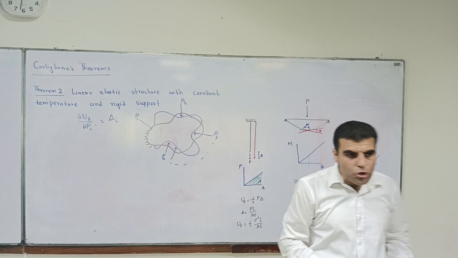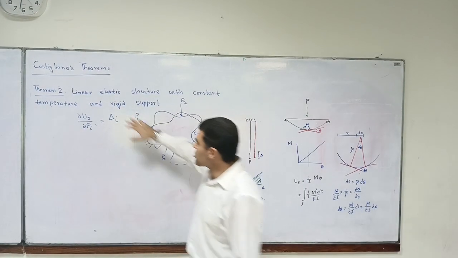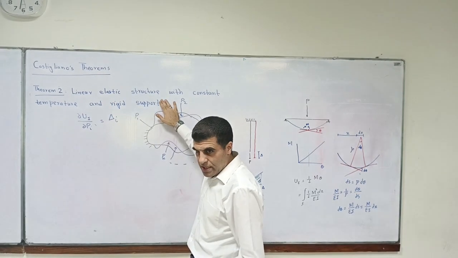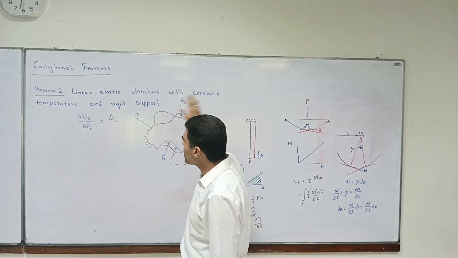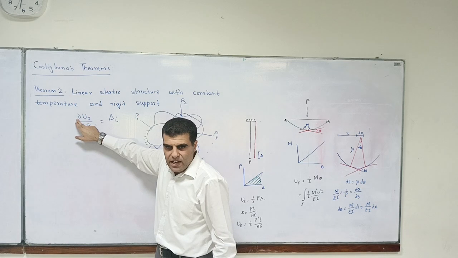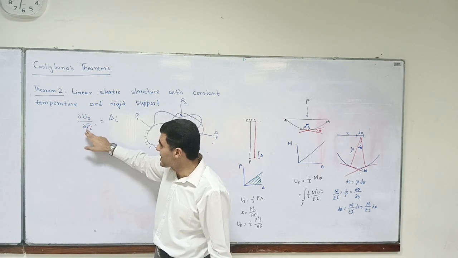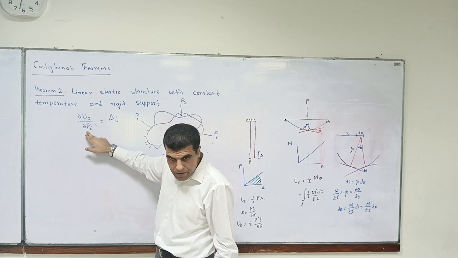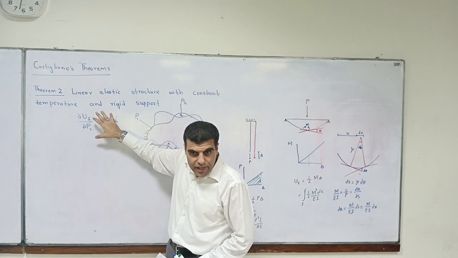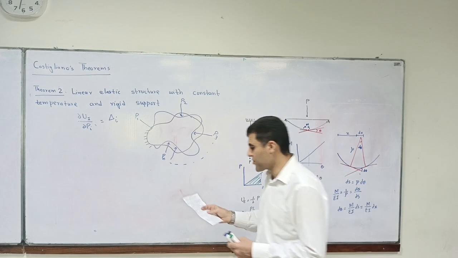Okay, so theorem 2 is more or less similar to theorem 1. Theorem 2 states that if we have a linear elastic structure with constant temperature and rigid supports, and you have an internal energy equation, you differentiate that with respect to the applied load, you get the deflection. And we will be using this theorem in deriving deflections for different structures.